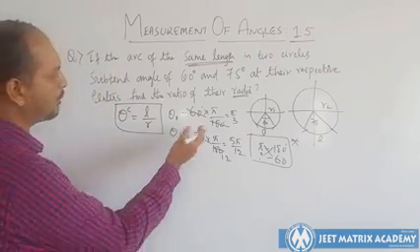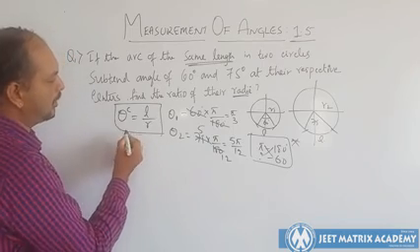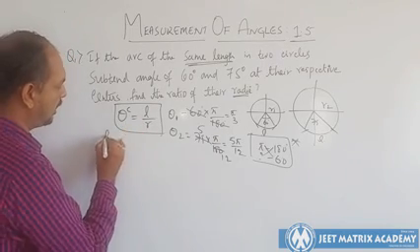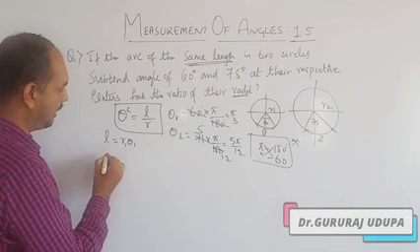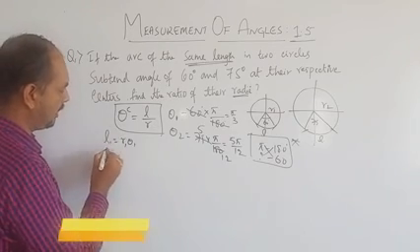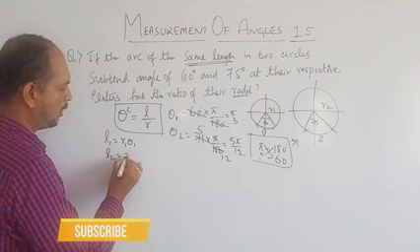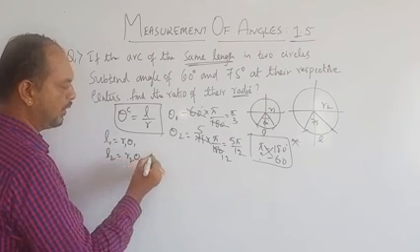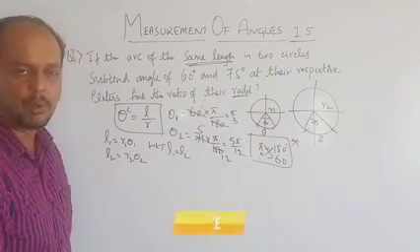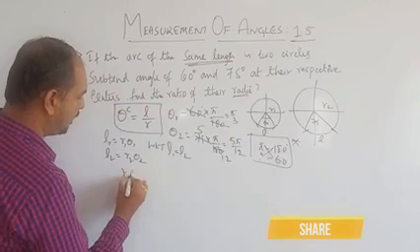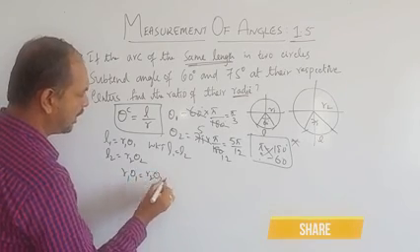Now substitute these into this equation. Here L equal to what? R1 into theta. Am I right? Similarly, this is L1, and L2 equal to R2 theta 2. We know that L1 equal to L2, it is given in the problem. So R1 theta 1 equal to R2 theta 2.